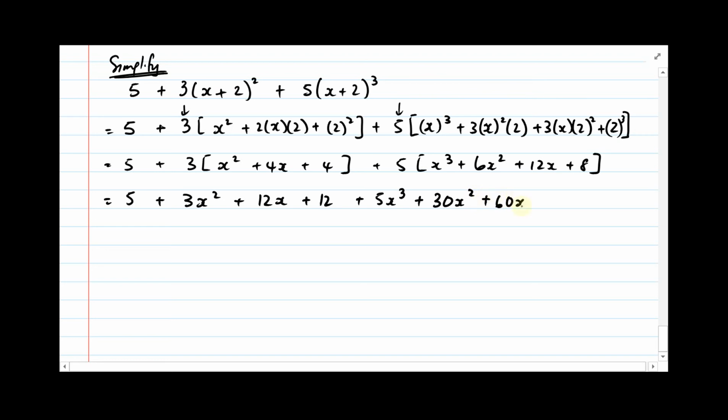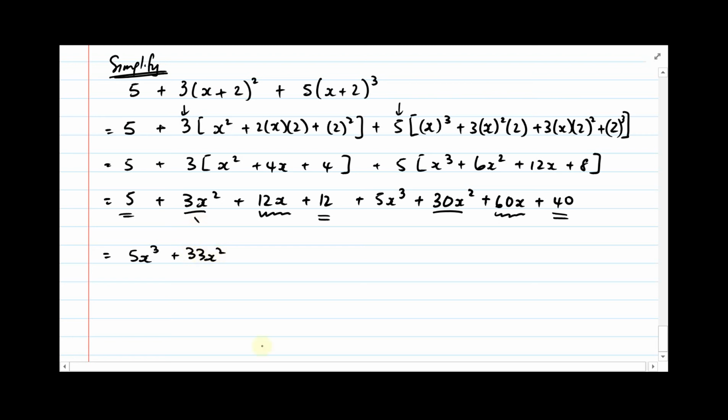12 times 5 is 60x, and 5 times 8 is 40. Combining like terms, let's identify them. So x squares, we have our x's. Alright, I'm going to write it in descending order. So my cubics first, 5x cubed. Gotten that out of the way. All my squares, I have 3x squared and 30, so that would be 33x squared.